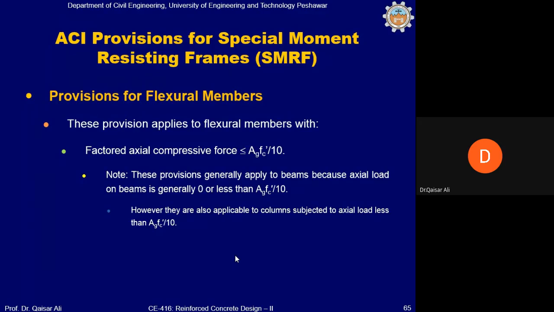These provisions are for flexure members, for beams, and then for columns, for special moment resisting frames, and then we have provisions for intermediate moment resisting frames, and finally there is an example of how to incorporate all these provisions in a practical frame.